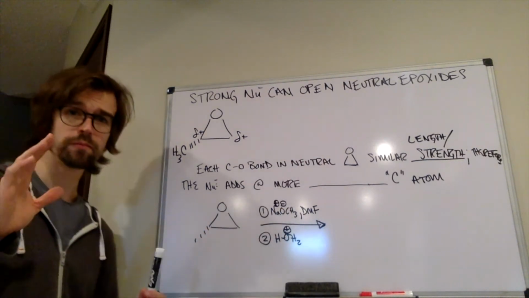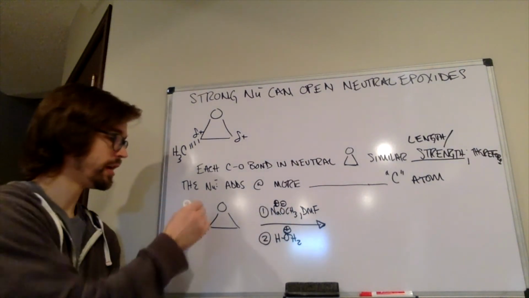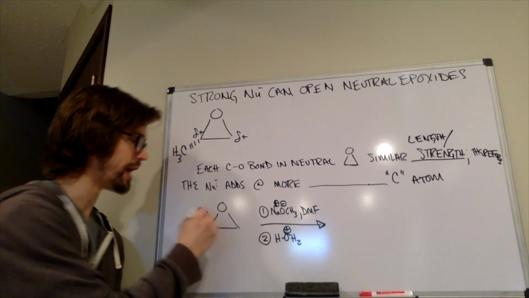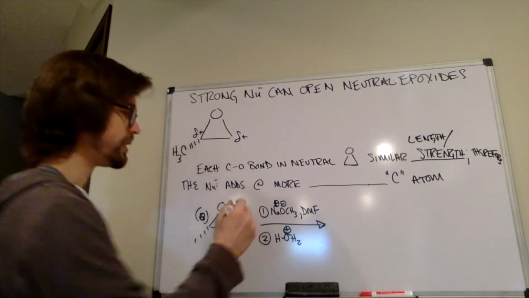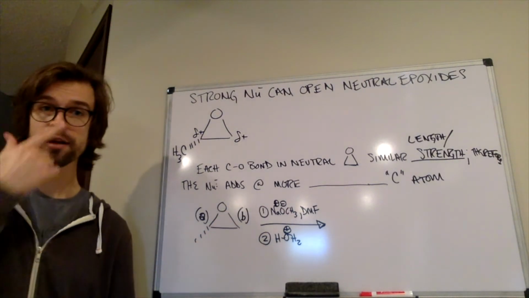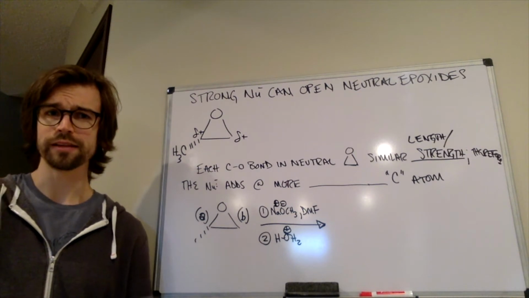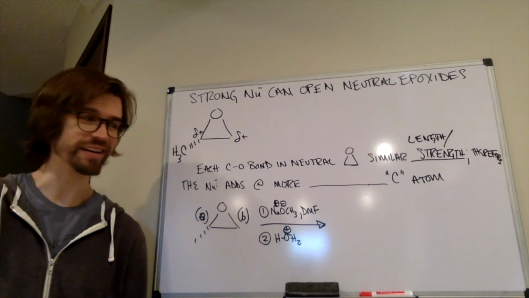So I want you guys to think about that for a minute. They're the same bond strengths, so do you think that the nucleophile is going to add to carbon A, as I've indicated, or carbon B there? So pause the video, make your selection, and give yourself a little rationale for why that is. Good job, you did it.